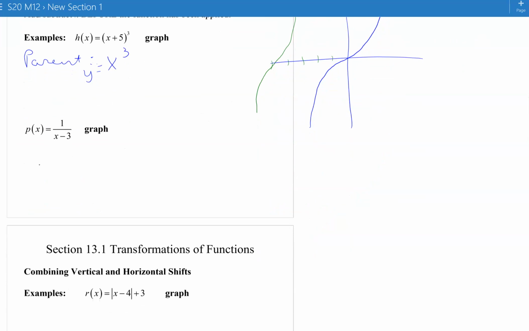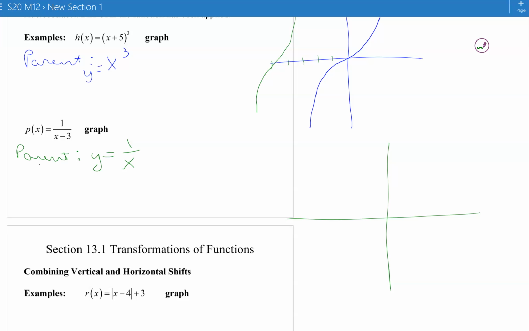Okay, then this one might be a little hard to recognize the parent graph, but just think of things being added and subtracted and multiplied as visual clutter, and try and zero in on the base graph, the parent graph that I'm starting from, which is 1 over x. So hopefully that's another one in your bag of tricks. This is a hyperbola.